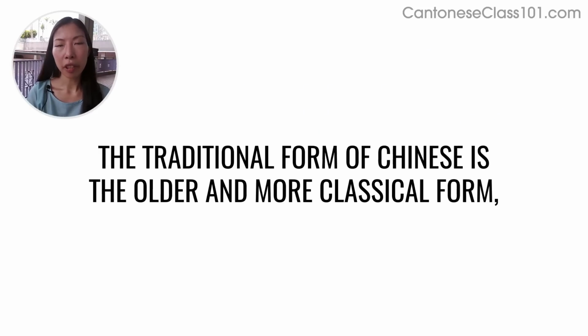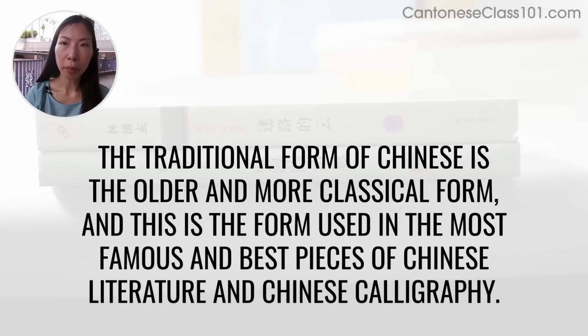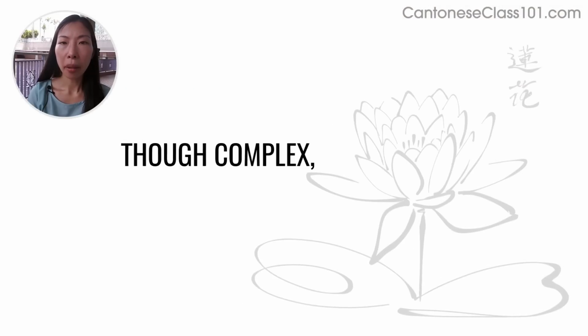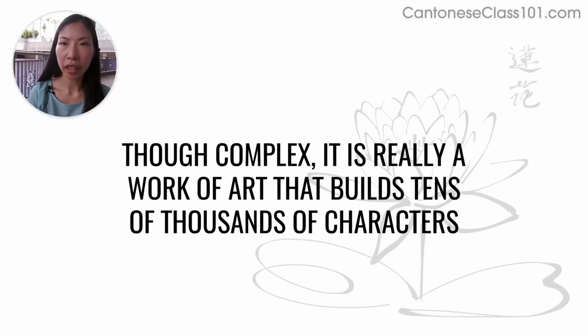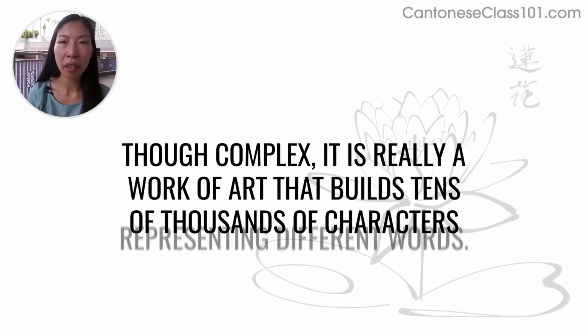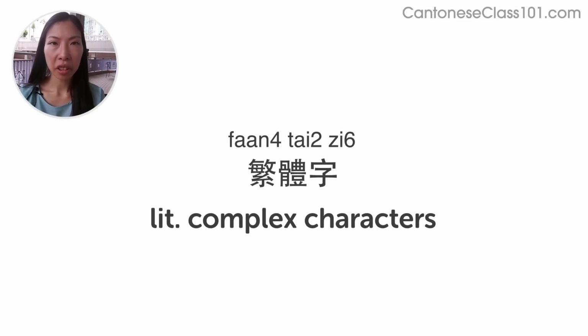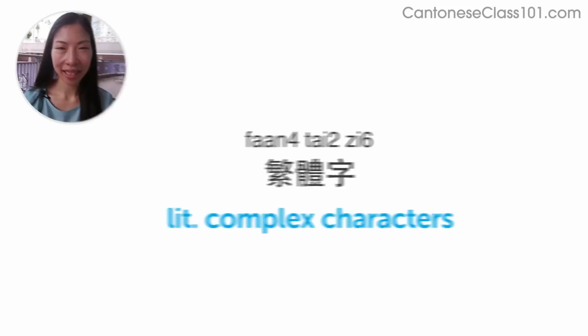The traditional form of Chinese is the older and more classical form, and this is the form used in the most famous and best pieces of Chinese literature and Chinese calligraphy. Though complex, it is really a work of art that builds tens of thousands of characters representing different words. In Cantonese, traditional characters are called 繁體字, literally complex characters.